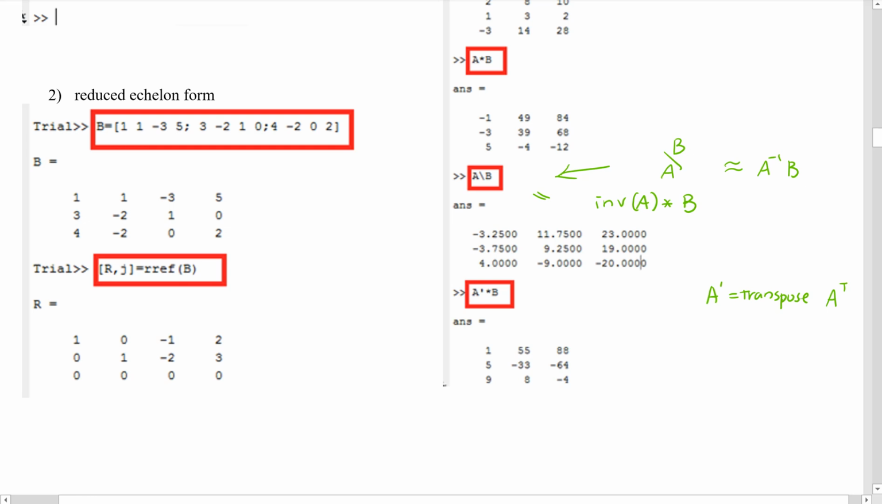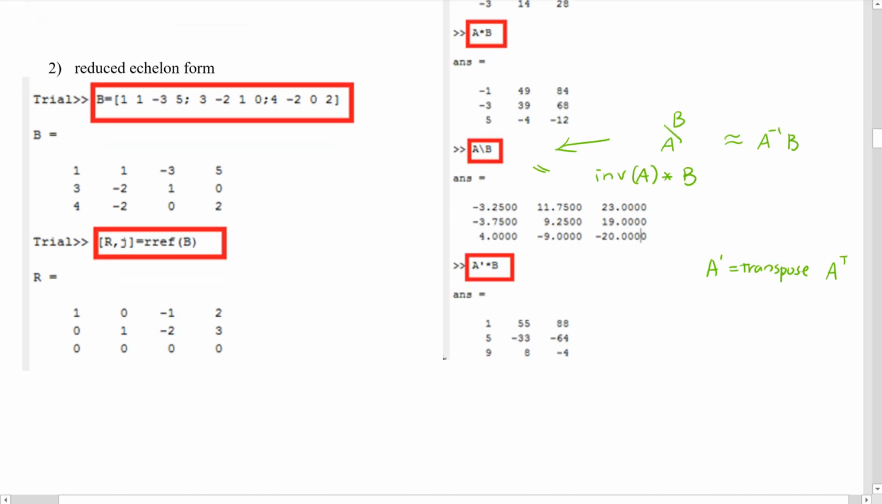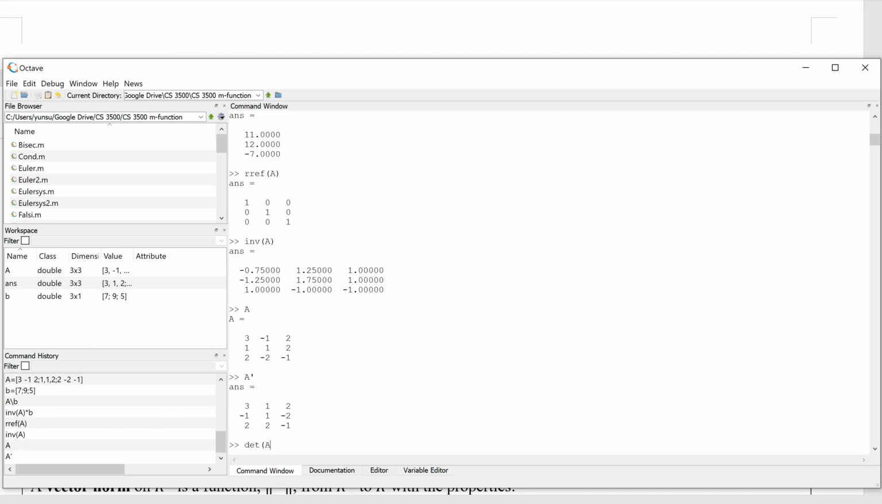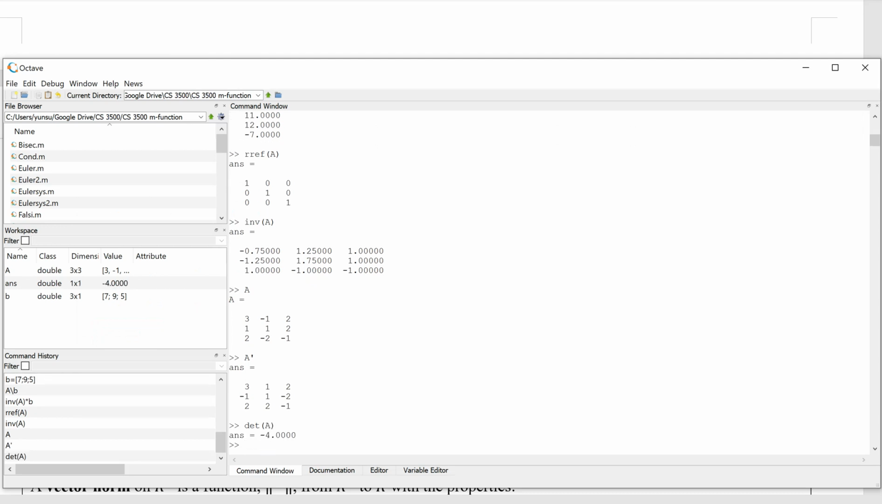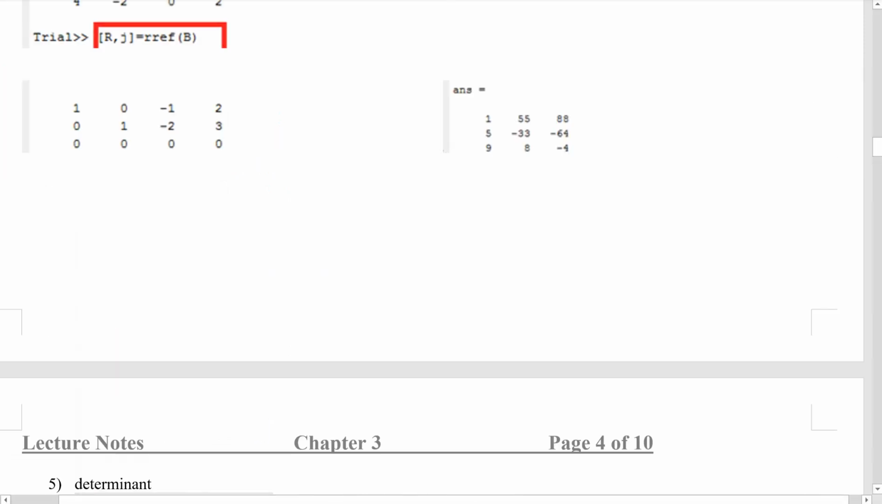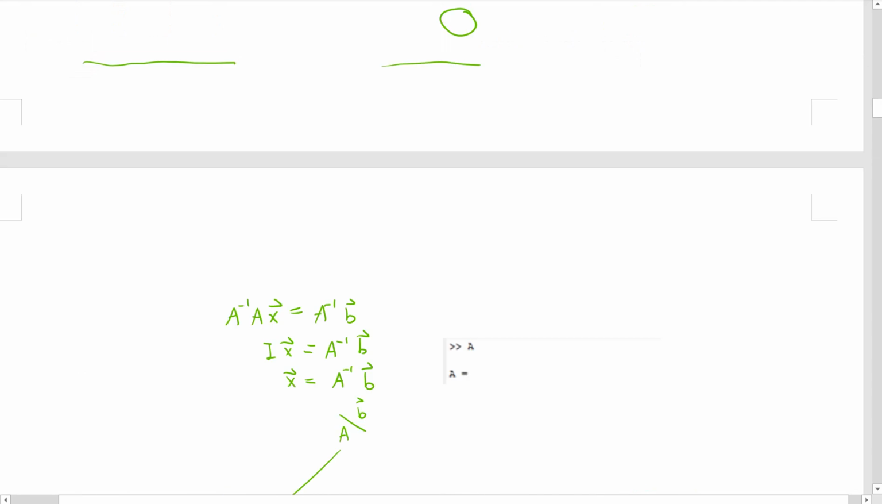Okay, let's continue. Determinants. For the determinant of a matrix, just put det of A. Let's do it here. Det of A. That's the determinant: negative 4. So far so good, everybody? You can use MATLAB to check your answers. Why don't we use MATLAB to check our answers? Let's do that.